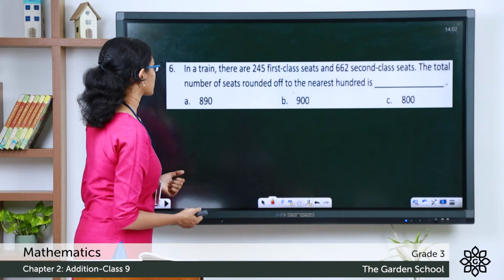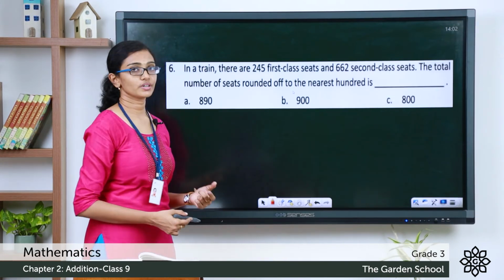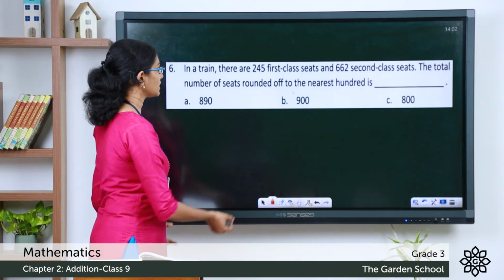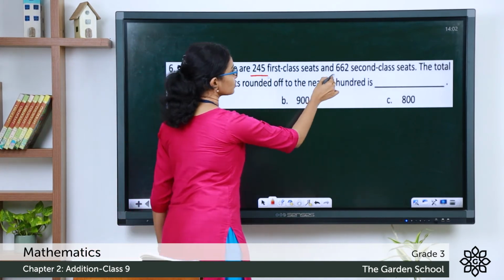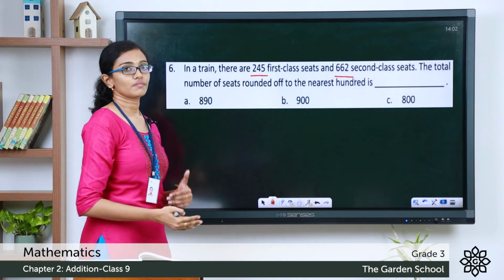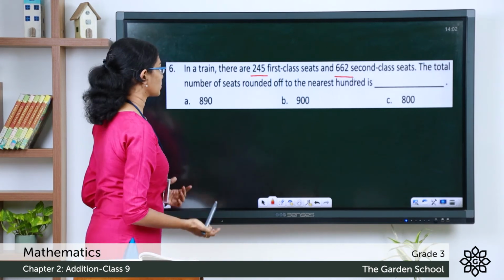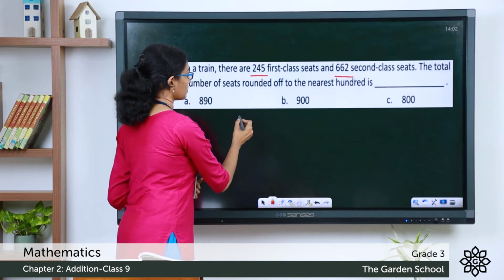In this case, you are given the number of first class seats and the number of second class seats. The total number of seats will be the sum of these two numbers. Once you find the sum, you have to round off to the nearest 100. Let's do that now. Let's first add these two numbers.